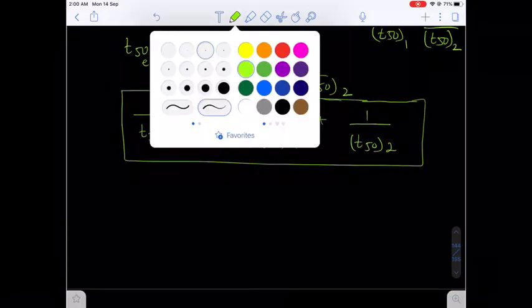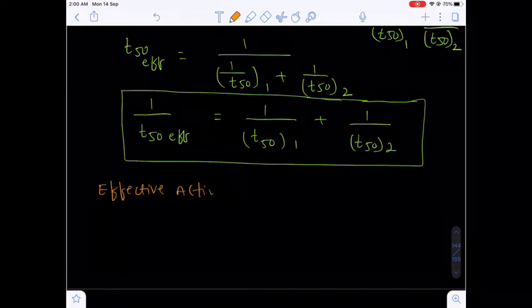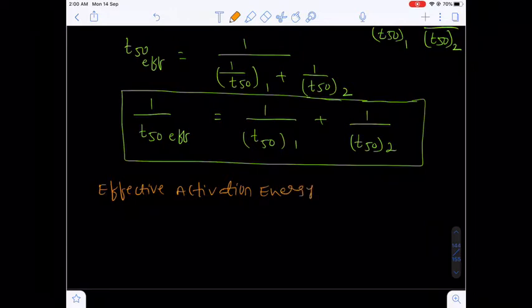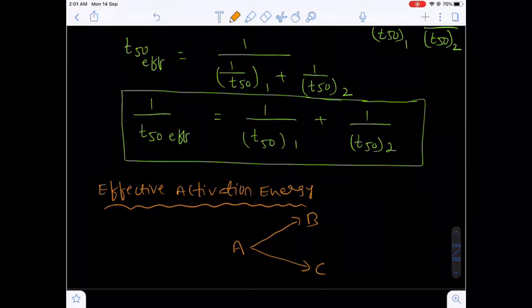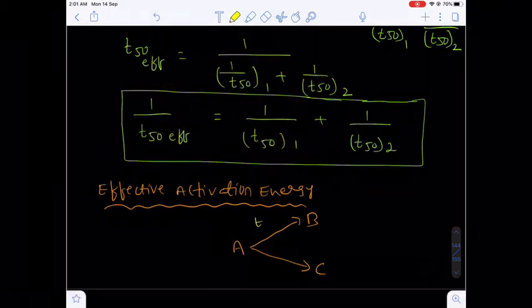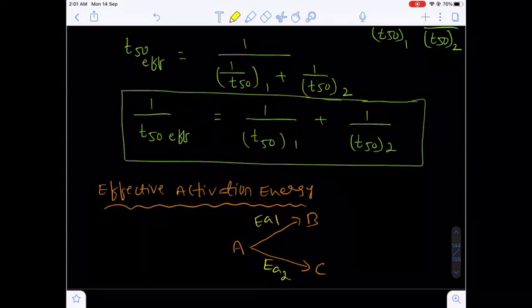Now next, what am I writing here? Effective activation energy. Here reactant A, product B and product C are formed simultaneously. In path 1, what is the activation energy? EA1. In path 2, activation energy EA2. Now what will be the overall effective activation energy?